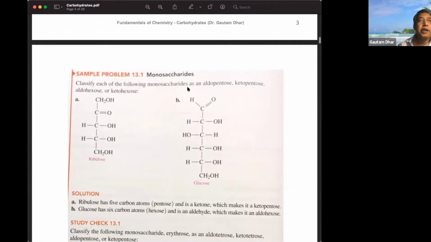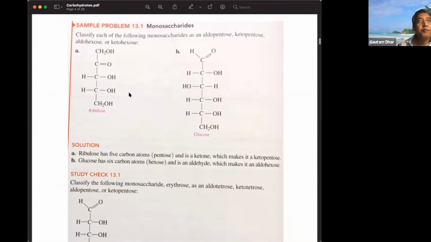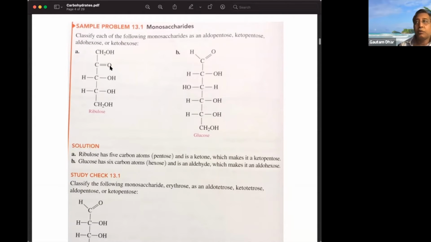Classify each of the following monosaccharides as aldopentose, ketopentose, aldohexose, or ketohexose. This kind of simple question. This is a ketone, so this is a ketose. How many carbons? 1, 2, 3, 4, 5. So this is a pentose. Ketopentose.